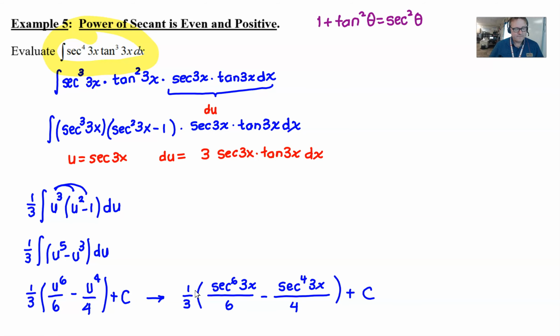But that's our 5th example, dealing with trigonometric integrals, in this case, secant being even and positive with an odd tangent sitting on the side.